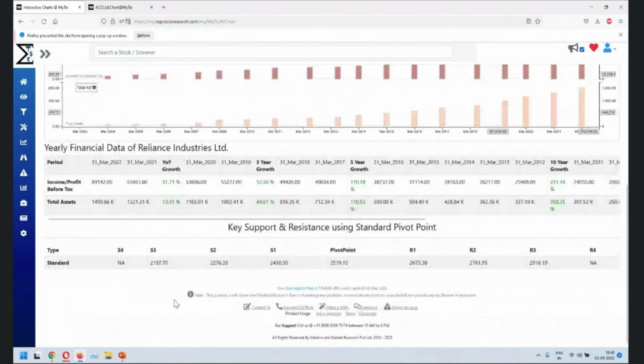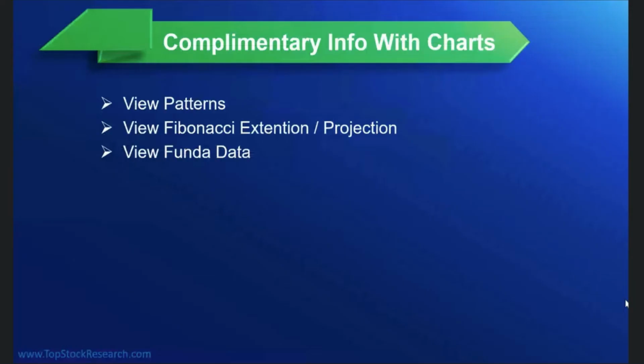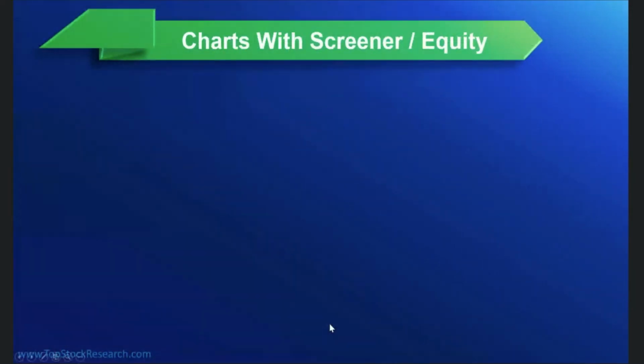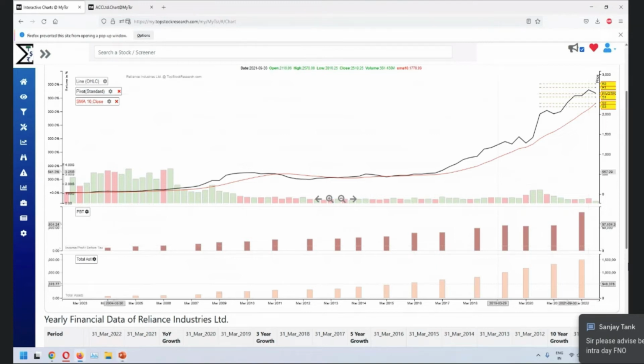When you click on the pivot point, all the standard indicators appear down here: R1, R2, R3, S1, S2, S3. So that pretty much covers some of the basic things that we have in the chart. Did we cover this? I think we did cover it very briefly, but let's go into a little more detail.